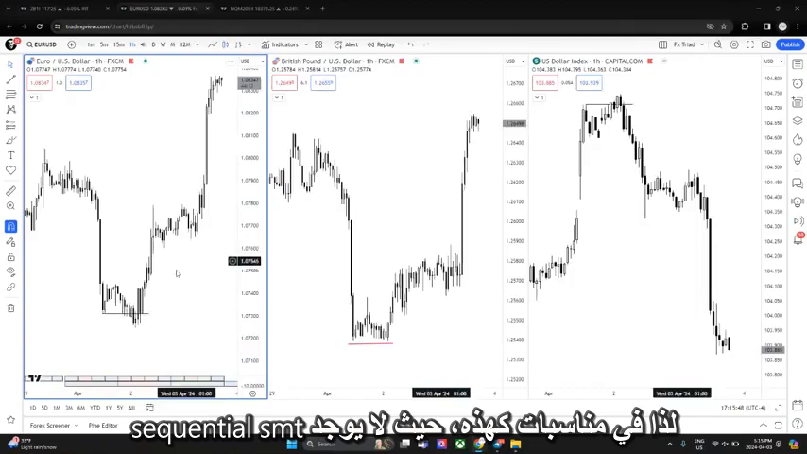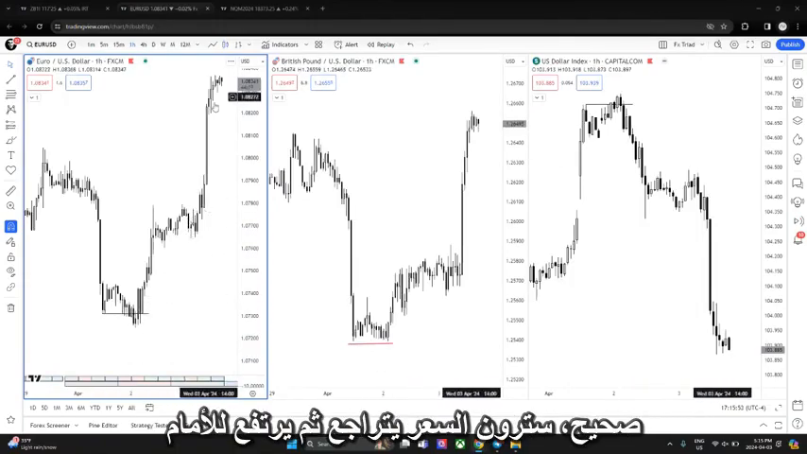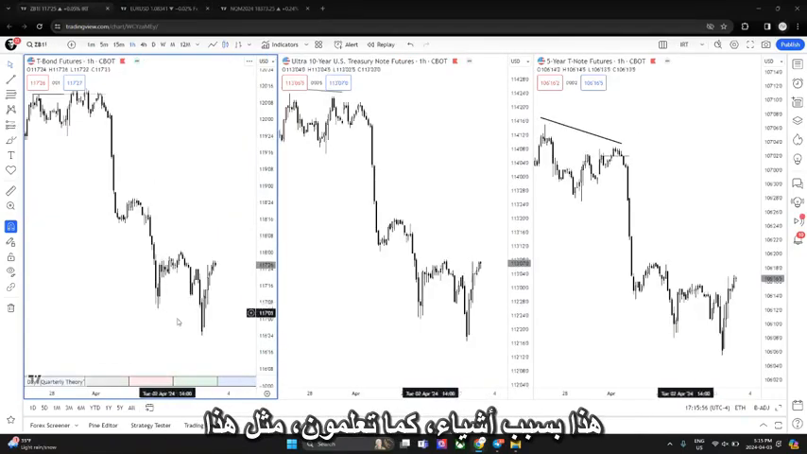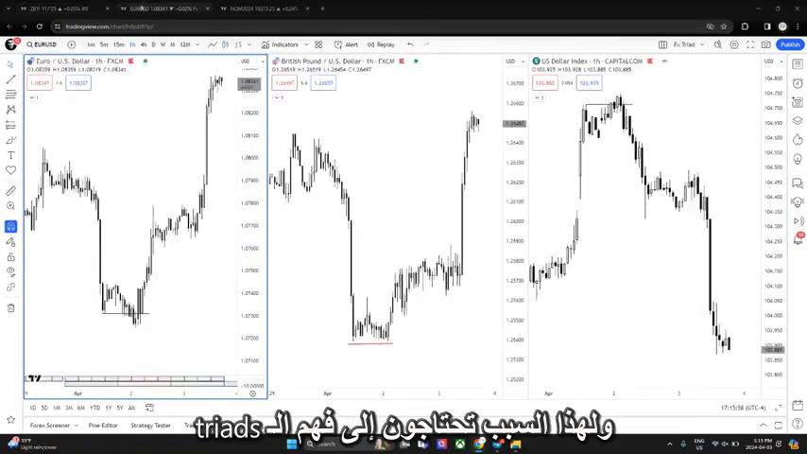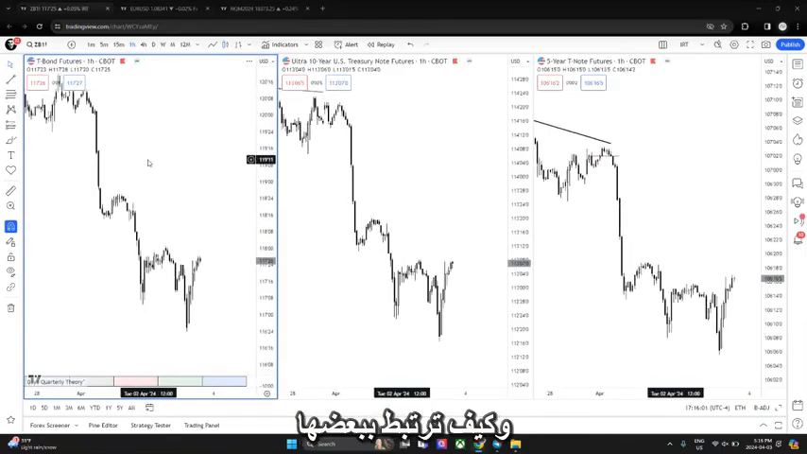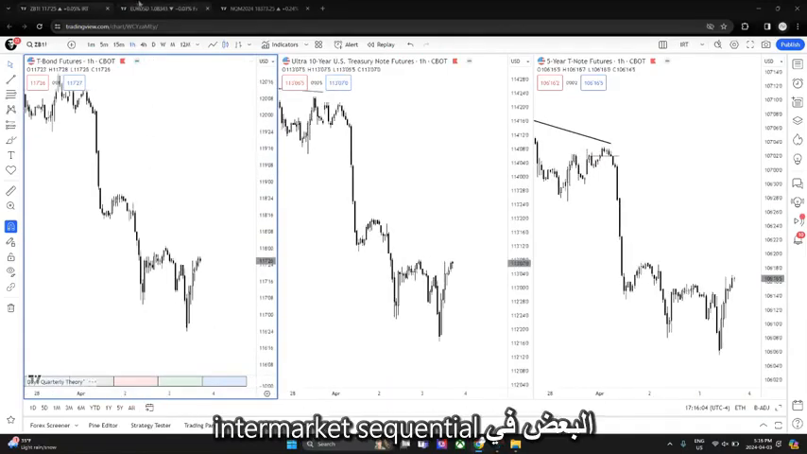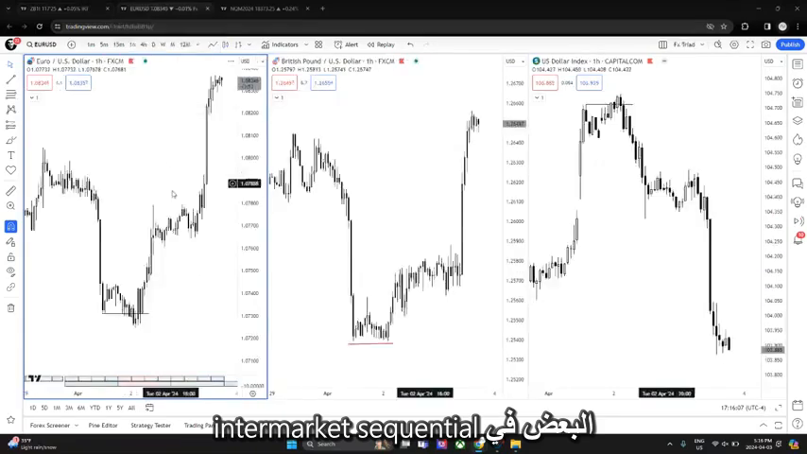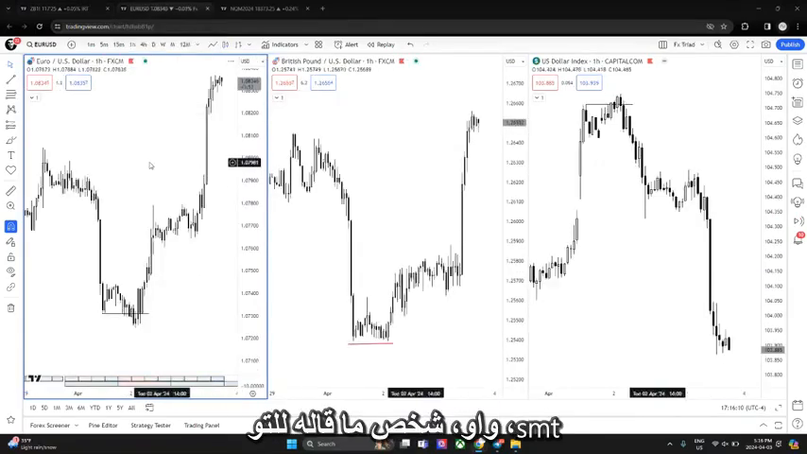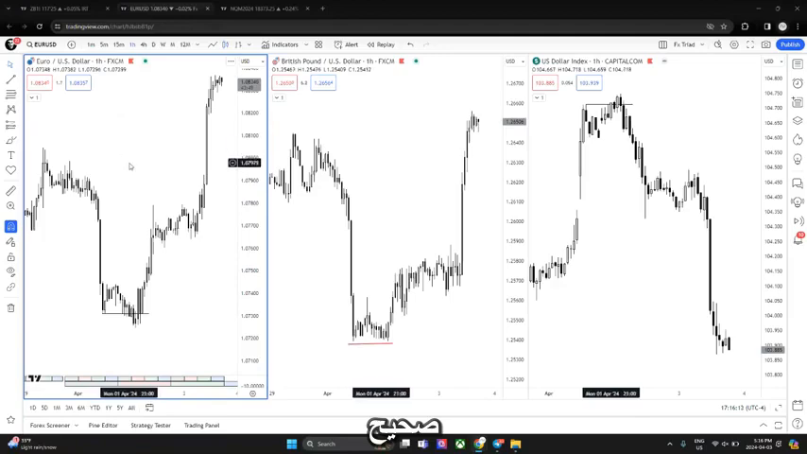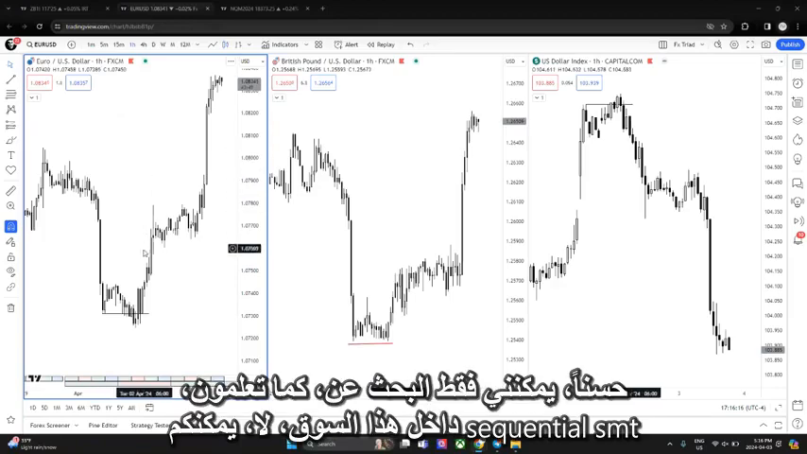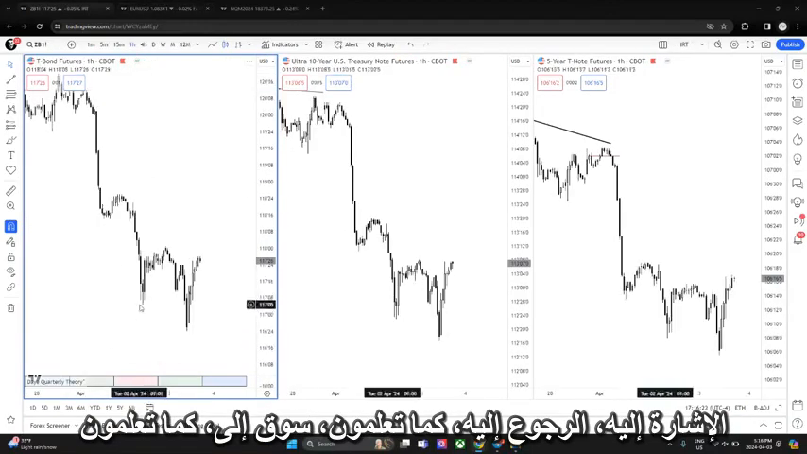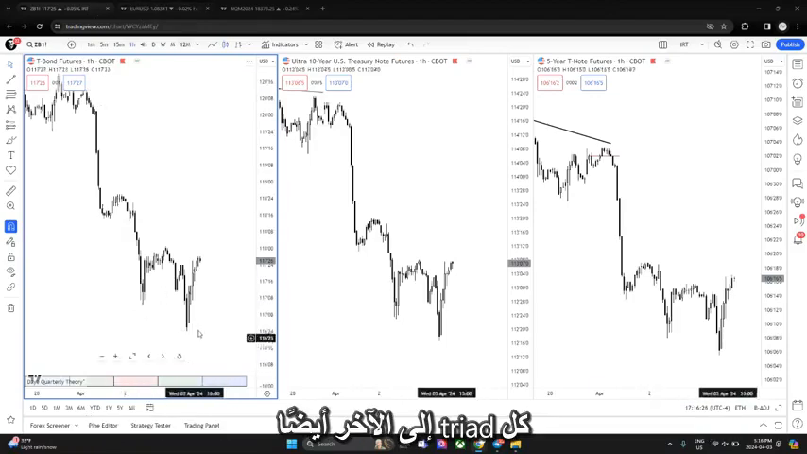So on occasions like this where there is no sequential SMT, you'll just see price pull back and then rally forward. It's due to things like this, and this is why you need to understand the triads and how they relate to one another. Intermarket sequential SMT. Wow, someone just said it. So it's not just that I can look for sequential SMT within this market. No, you can reference it from each triad to each other as well.